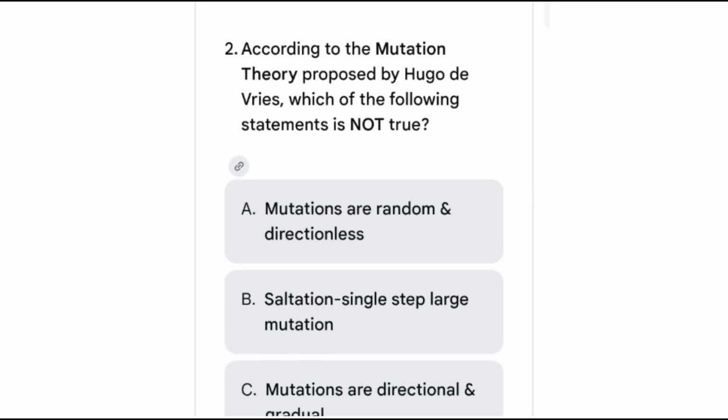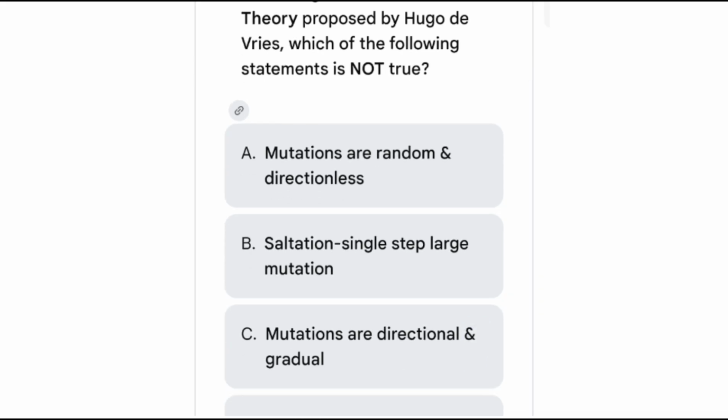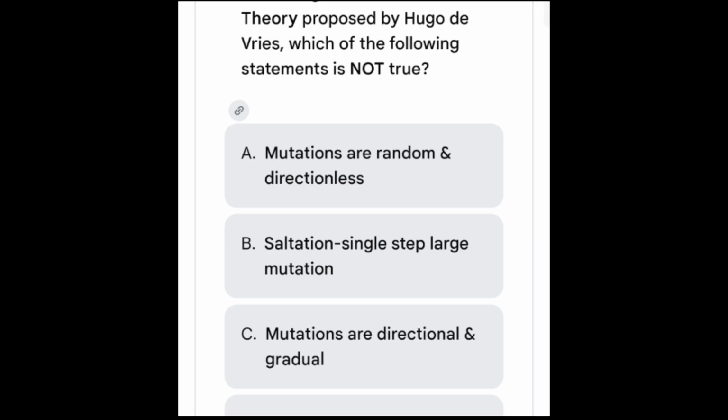Next question is, according to the mutation theory proposed by Hugo de Vries, which one of the following statements is not true? Mutations are random and directionless. Yes. Saltation, single step, large mutation, true. Mutations are directional and gradual. This is wrong. Mutations are random and directionless, it is given in option 1, that is true.